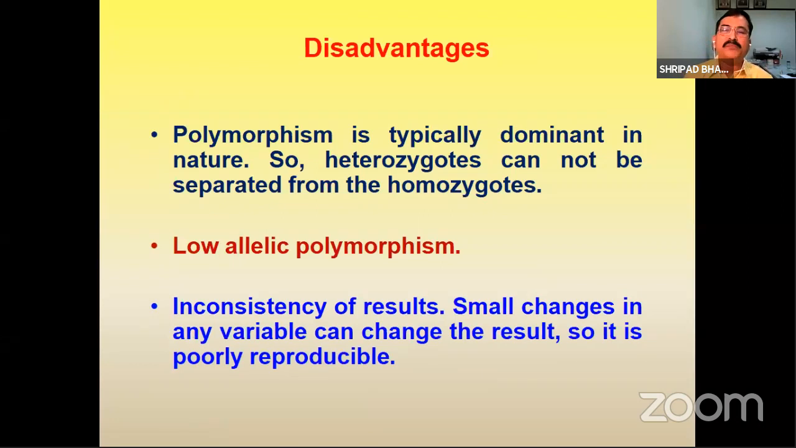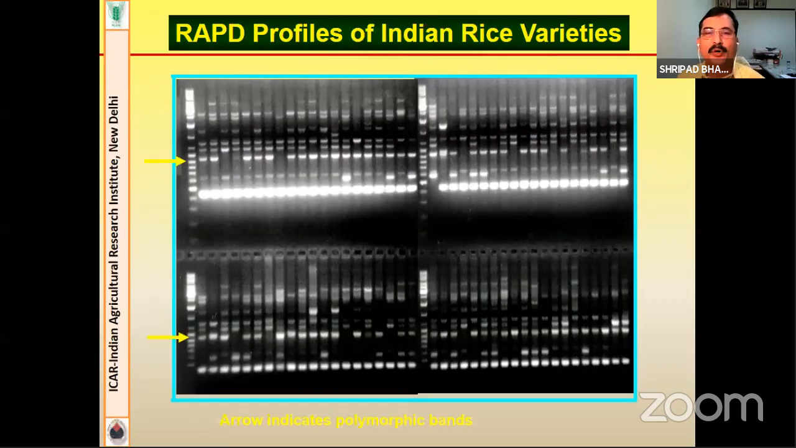When there is only a very short primer, it can bind anywhere and everywhere. If there is a little change, it will change the binding site also. So there will be a lack of precision. The result may be different, very sensitive. That's why we consider this a negative point. I told you there are so many bands, so you have to identify which band shows the polymorphism. Here, as the arrow indicates, in this band you can see there is some polymorphism.